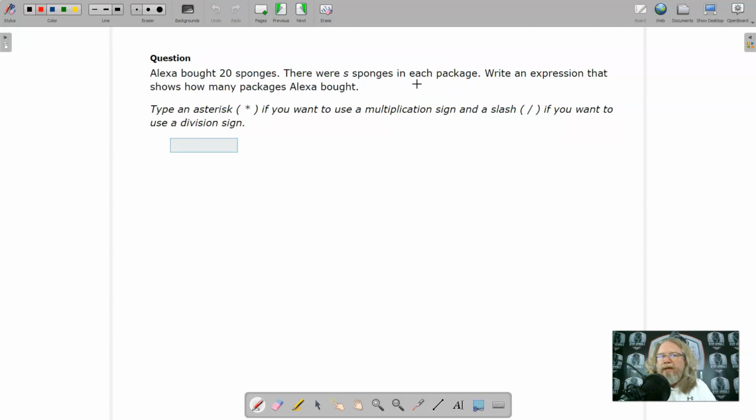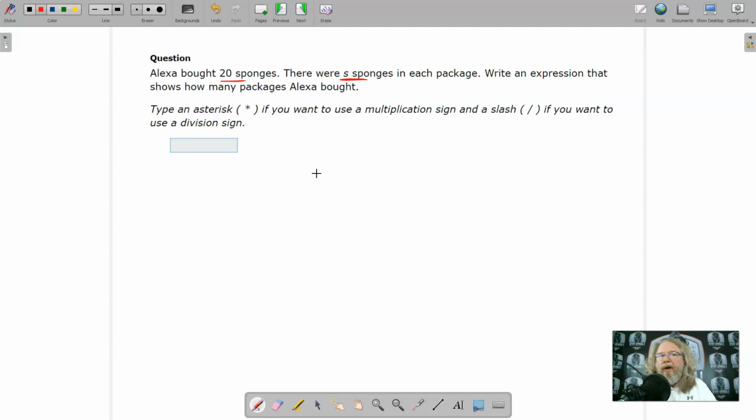Looking at the next one, Alexa bought 20 sponges. There were S sponges in each pack. Write an expression that shows how many packages Alexa bought. So it sounds like we're going to have to break things into equal groups because the assumption is that each pack of sponges has the same number of sponges in it. So she bought 20 total. There's S number of sponges in each pack.